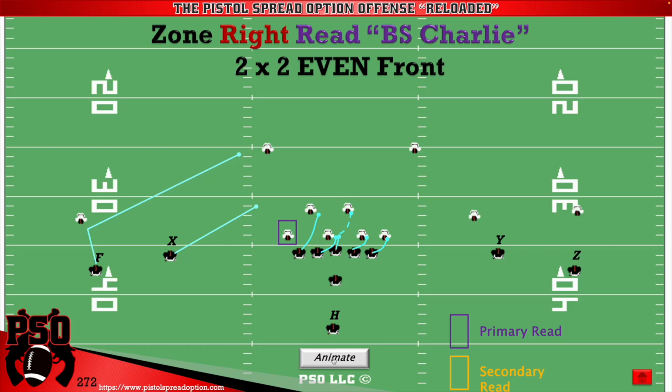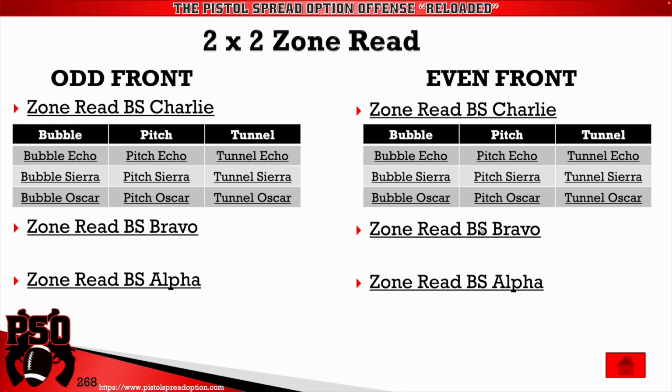So the rules all apply. Everybody knows their job. Inside man is going to set the edge. Outside man will push crack. And we run the same footwork. This time we're opening up to our left, and we're reading that man. Again, if that man is going to come screaming down and tackle your H in the A gap, then you keep it. In all other scenarios, you give to live. So that is our 2x2 zone read backside Charlie.